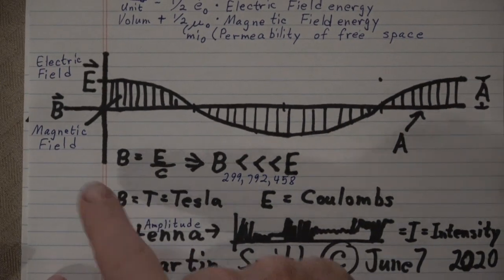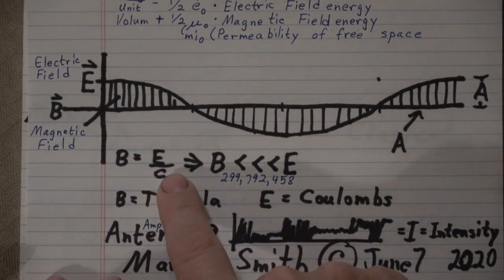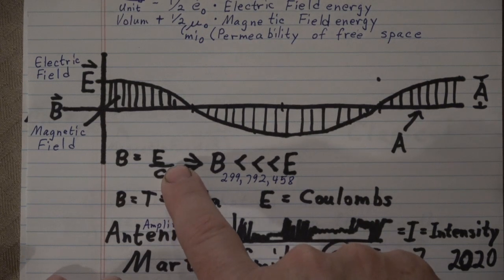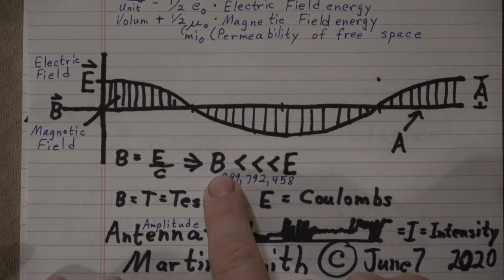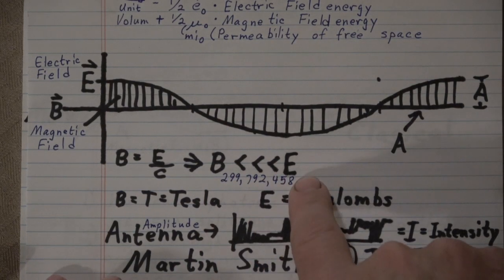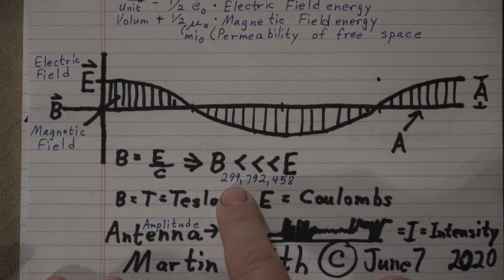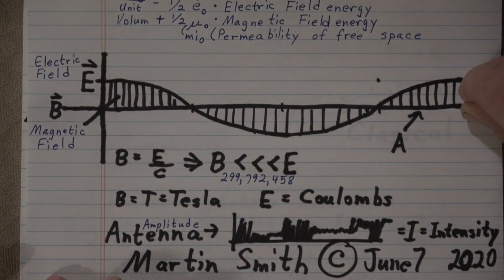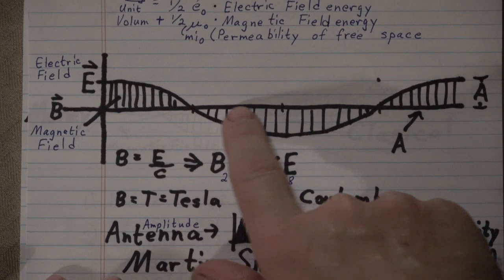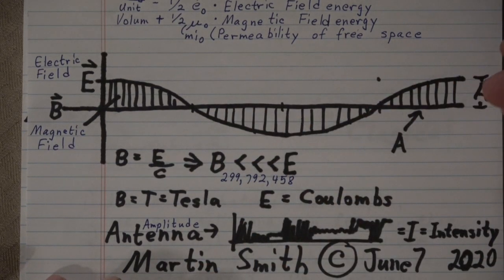The magnetic field equals the electric field divided by the speed of light. So we can say that the magnetic field is extremely smaller than the electric field. When I say extremely, I mean it is 300 million times smaller. So we have an electric field with an amplitude in coulombs, and this magnetic field would be an amplitude in Tesla. Again, not an amplitude of a photon, and it is confused that way.